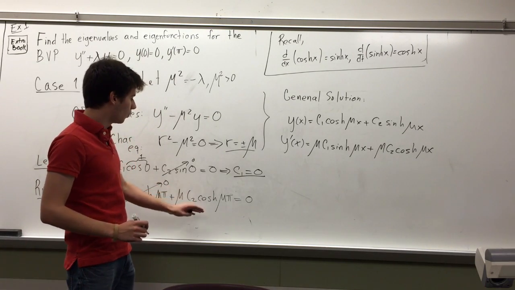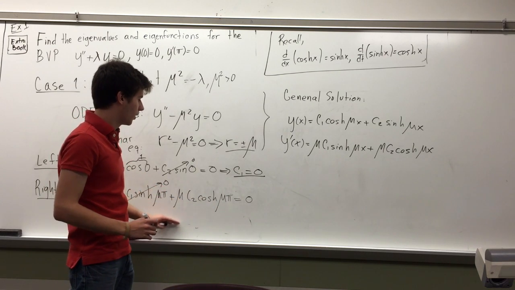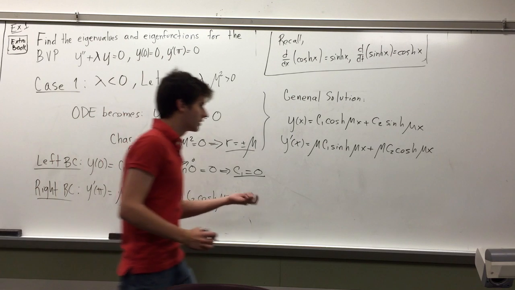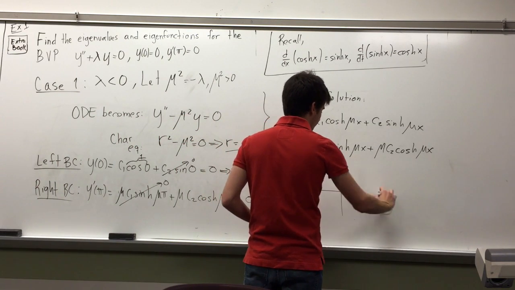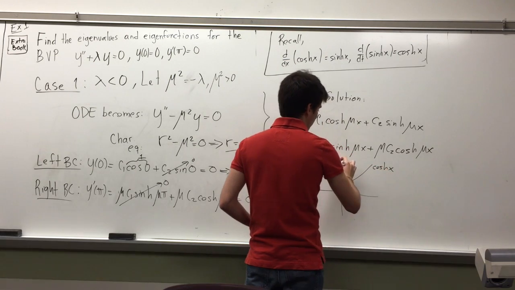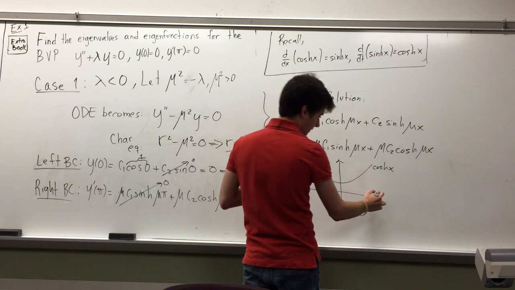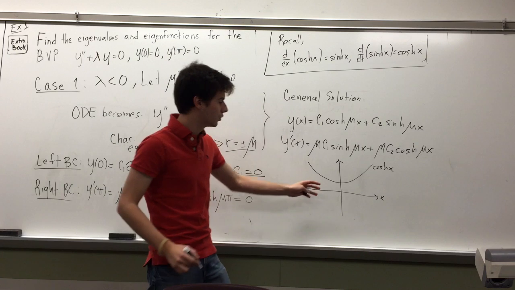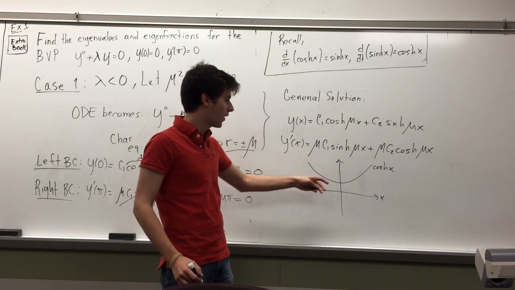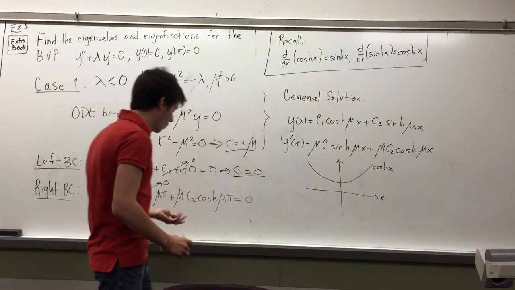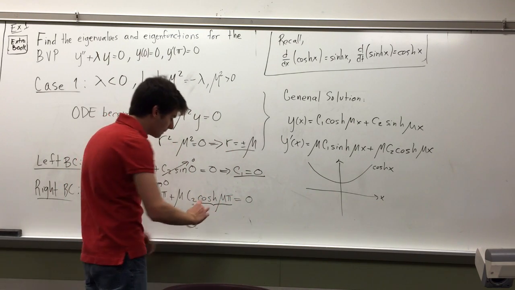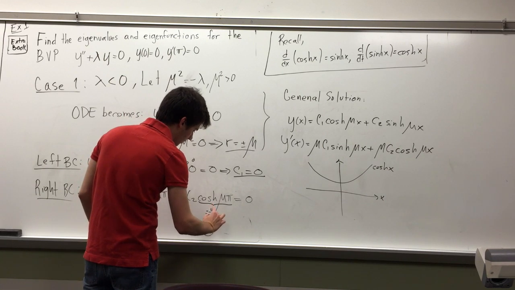And what about this part right here? Well, we need to consider the graph of cosh of x. So the graph of cosh of x, sorry for my bad drawing, will look something like this. It is never 0. For any value of x, it's never 0. So we know that this term right here, cosh of mu pi, is not equal to 0.